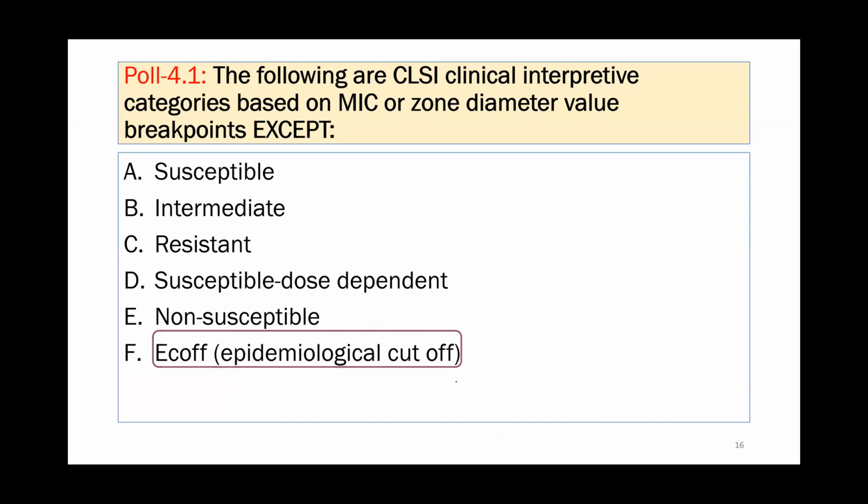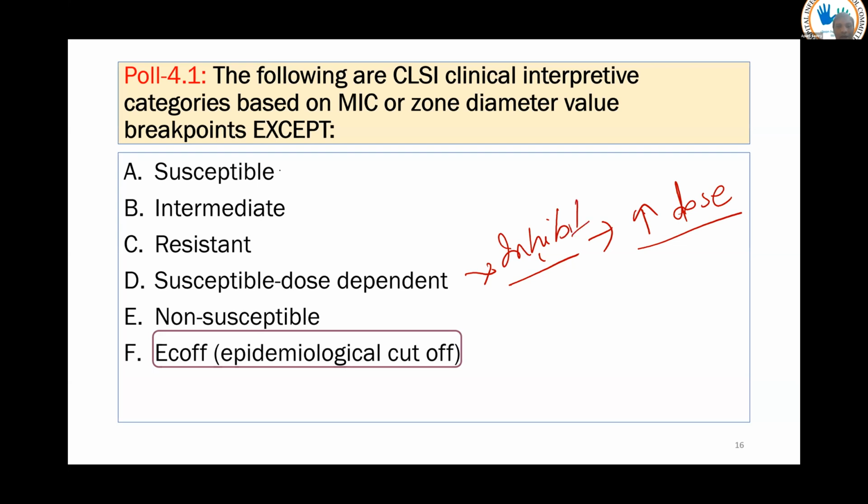However, there are some other terminologies, like intermediate and susceptible dose dependent. Susceptible dose dependent means, very simply, it will kill or inhibit the organism at an increased dose. Susceptible means it will inhibit in standard dose.